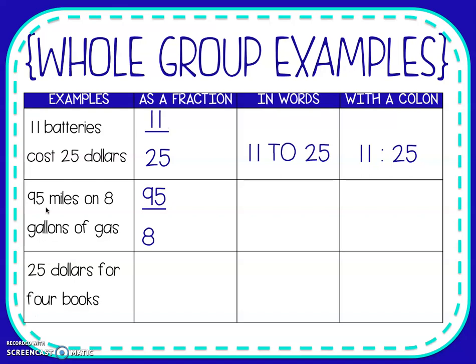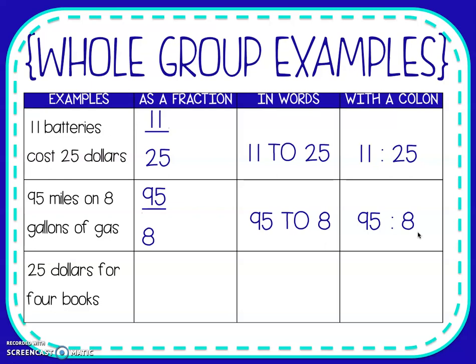Okay. I'll give you a little hint. Since the 8 is still the denominator, that tells us it can't be simplified anymore. 95/8 is just going to stay 95/8. Okay. All right. So now we're going to write that in words, so we have 95 to 8 and 95 colon 8. Okay.